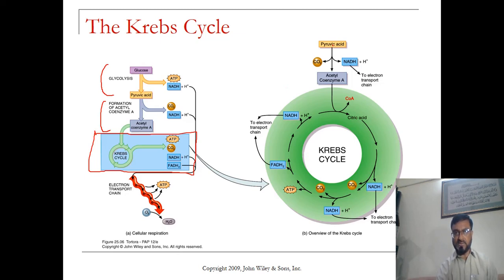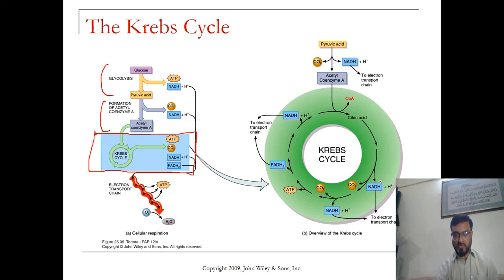Pyruvic acid is converted into acetyl COA, a reaction happening in the mitochondria, and as a result NADH2 is produced. This acetyl COA along with the oxaloacetate is the initiating point for the Krebs cycle. So acetyl COA plus oxaloacetate results in the formation of citric acid, and you can see there is a series of steps. These are the eight steps actually.